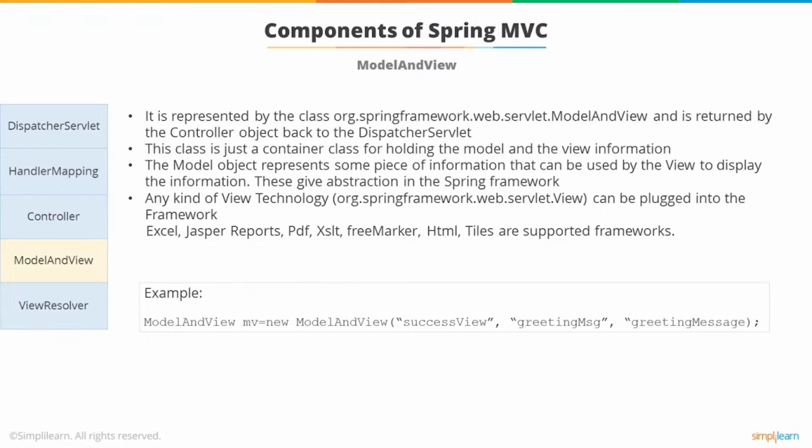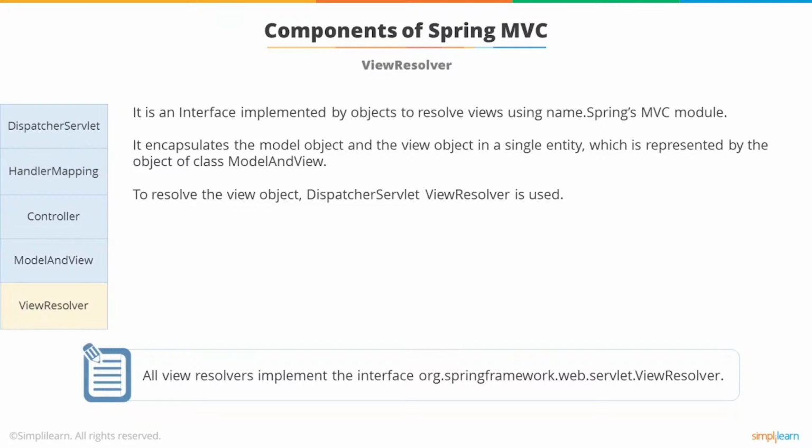Any kind of view technology can be plugged into the framework; Excel, Jasper Reports, PDF, XSLT, FreeMarker, and HTML tiles are supported frameworks. Then we have the view resolver. It is an interface implemented by objects to resolve views using names in Spring MVC's module.